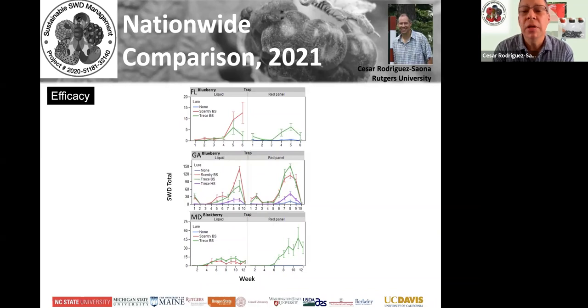So in Florida blueberries, the panel traps capture similar numbers of spotted wing Drosophila as the liquid traps, as you can see. This was the same in Georgia blueberries, but interestingly, in Maryland blackberries, the red panels outperform the liquid traps. So they capture more spotted wing Drosophila.